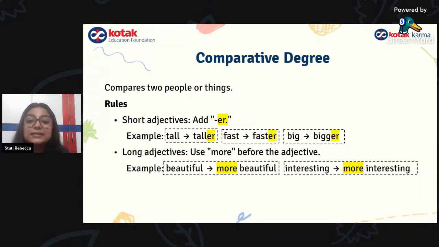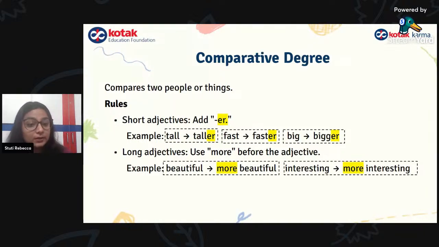The next one is comparative degree of comparison. Students, in comparative degree, you compare two people or things. So either you can compare people or things both at the same time. Now there are certain rules you need to follow while learning about comparative degree. Okay. First, the rules are. Okay. So do you see the examples on your screen?